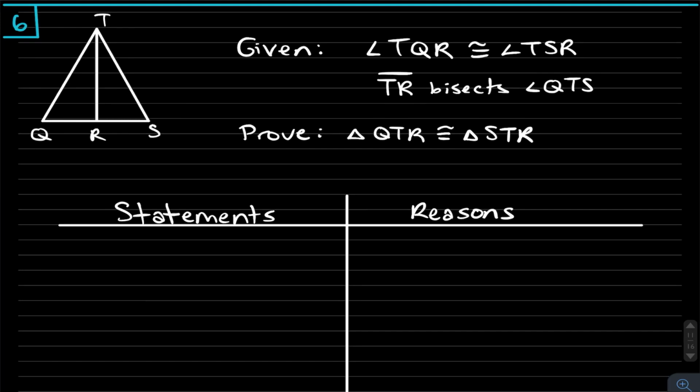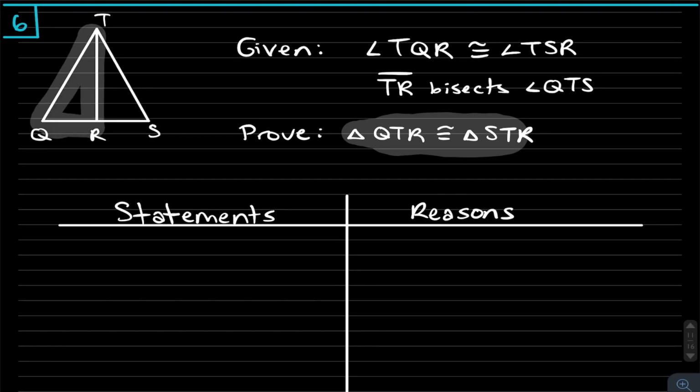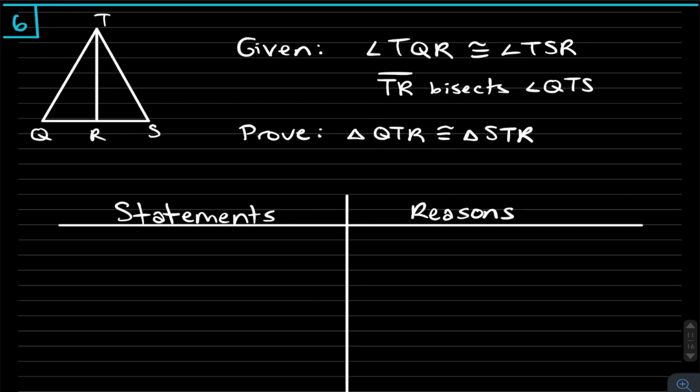Okay, but we want to prove that these two triangles are congruent. What are those two triangles? Well, let's take a look. We have triangle QTR, and we have triangle STR. So it's the same two triangles as we have seen in the past.